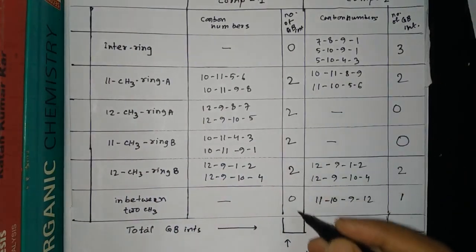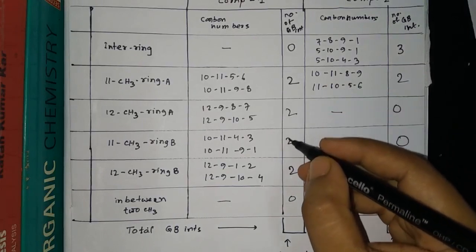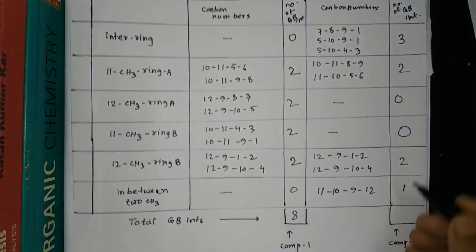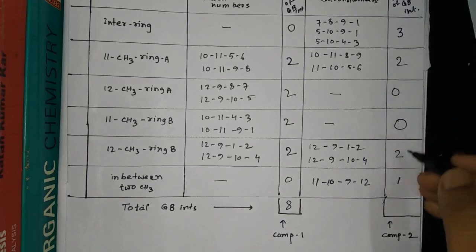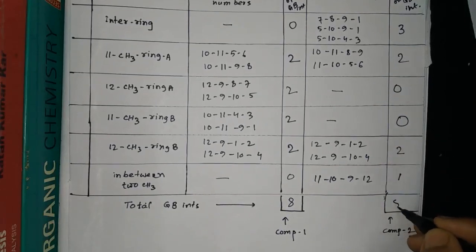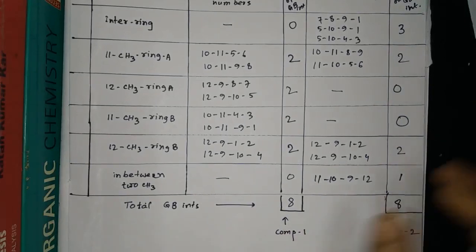So this is 6, then 2, 2, 4, 5, 6 and 8. So 8, and here 3 plus 2 is 5, 5 plus 2 is 7, plus 1 is 8. So in both cases 8 interactions.